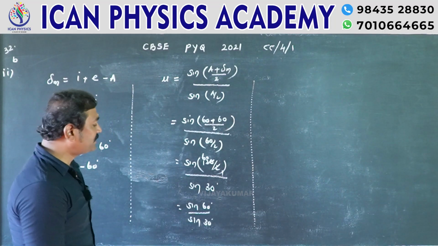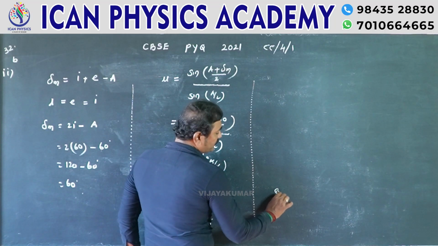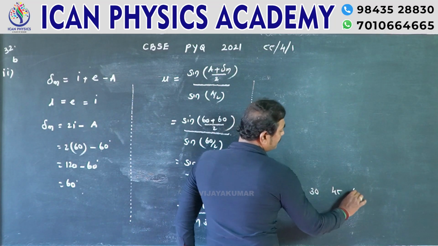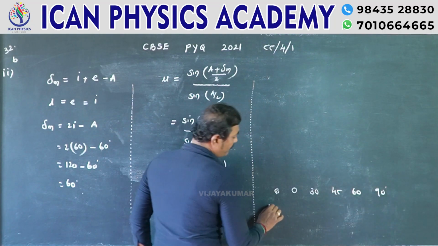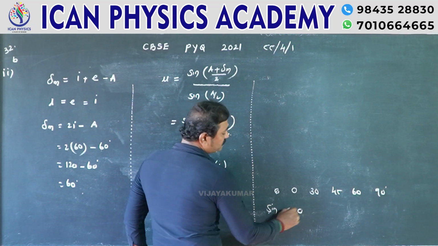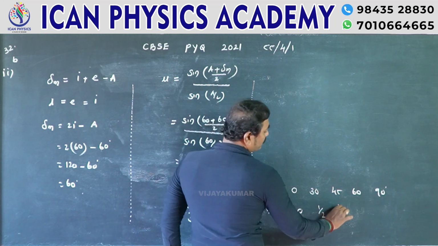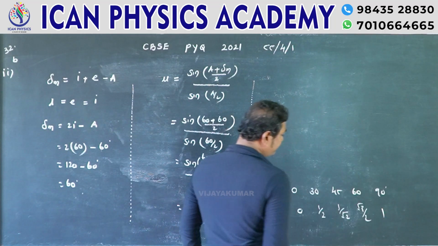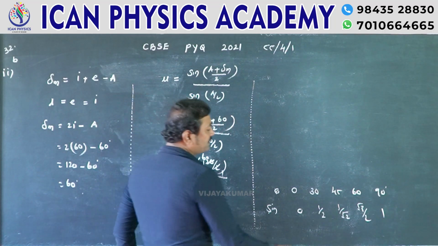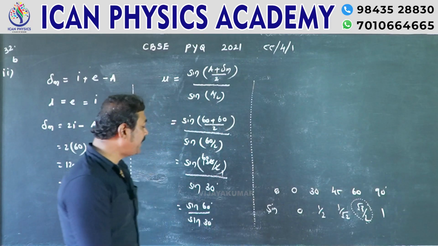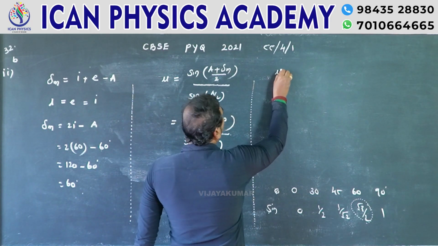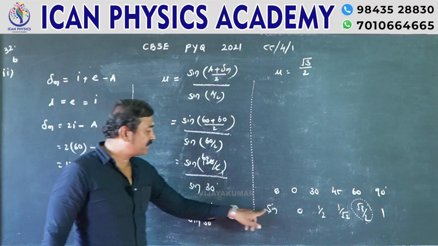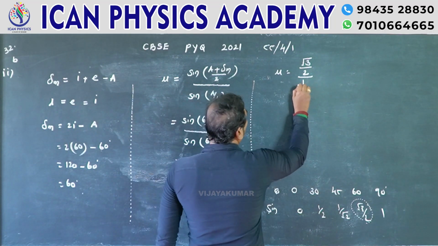Okay. So what is the value of sine 60? Okay. So theta: 0, 30, 45, 60, 90 for sine. So sine 0 is 0. Sine 30 is 1 by 2. Sine 45 is 1 by root 2. Sine 60 is root 3 by 2. Sine 90 is 1. Okay. So what is the value of sine 60? It is root 3 by 2. Okay. So mu equal to root 3 by 2 divided by sine 30. So what is the value of sine 30? 1 by 2.